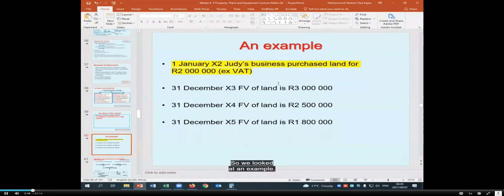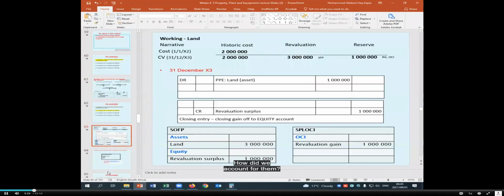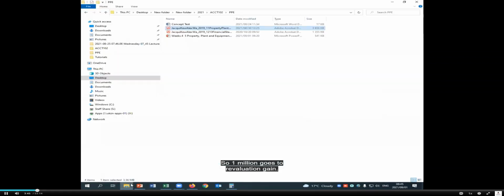Right. So we looked at an example. We said the value increased from 2 to 3. How did we account for that? We recorded a revaluation surplus. So from 2 to 3, there was a 1 million revaluation surplus. How are we going to disclose that? Right. So 1 million goes to revaluation gain.